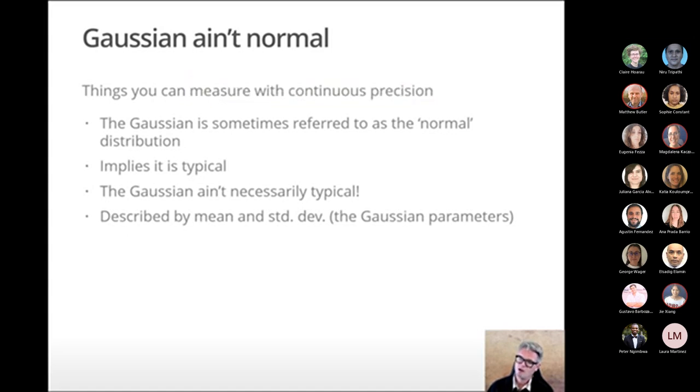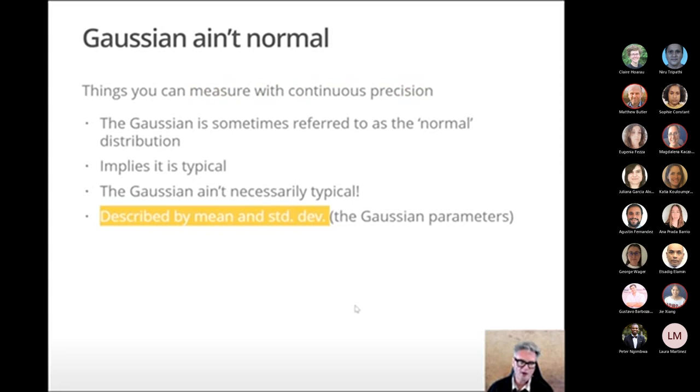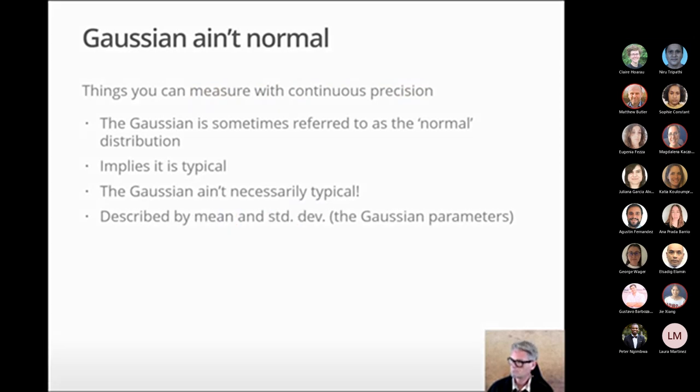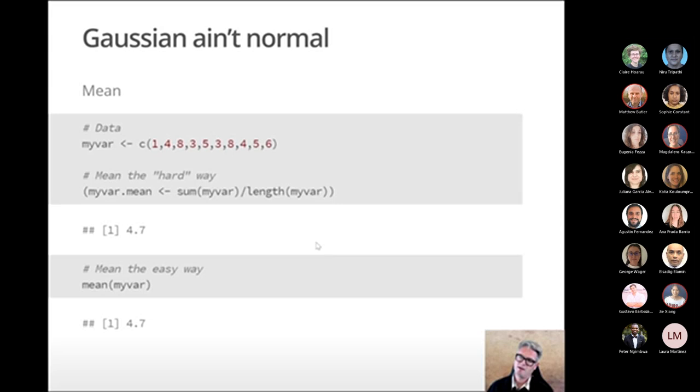Okay, so with all these distributions, we can summarize them mathematically with parameters, and the Gaussian parameters are the mean and the standard deviation. So if we make some toy data and combine them into a numerical vector data object, myvar, we can calculate the mean.